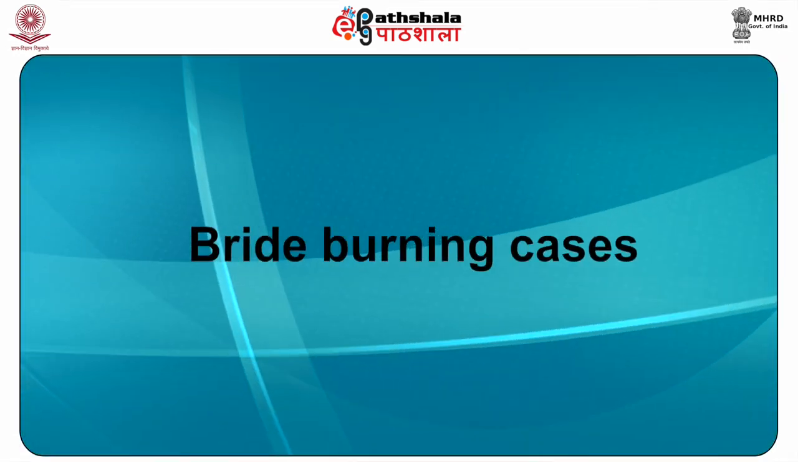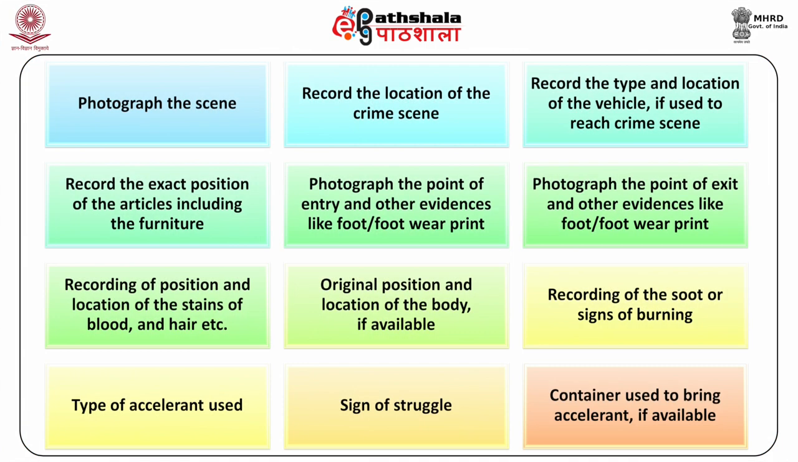Now, in the case of bride burning cases, you should first photograph the scene, then record the location of the crime scene, then record the type and location of the vehicle if used to reach the crime scene. Record the exact position of the articles including the furniture. Then photograph the point of entry and other evidences like foot or footwear print. Then photograph the point of exit and other evidences like foot or footwear prints. Then recording of position and location of the stains of blood and hair, etc. should be done. Next point, the original position and location of the body if available. Next, recording of the soot or signs of burning. Next, type of accelerant used. Next, signs of struggle. Next, container used to bring accelerants if available.